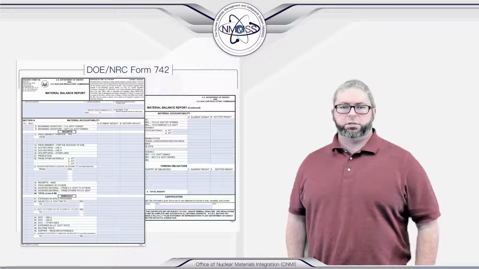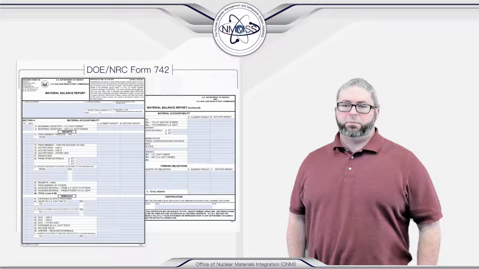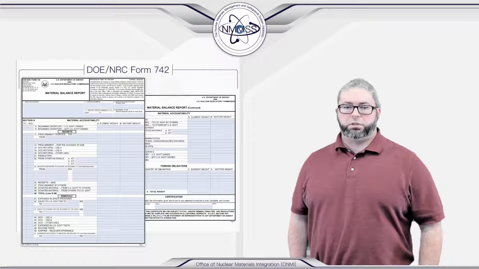Brandon, since you mentioned it, let's discuss the definition of a material balance, the second key measurement for NMMS reconciliation. The material balance is reported using the DOE NRC Form 742. The material balance describes a facility's inventory status for a specified time period for a specific nuclear material beginning the day after the last inventory date. The ending date for the material balance is the actual physical inventory date. The combination of the beginning and ending date is called the reporting period.